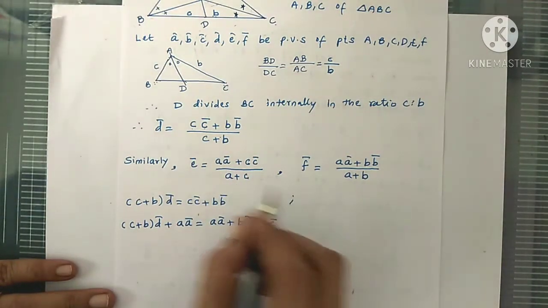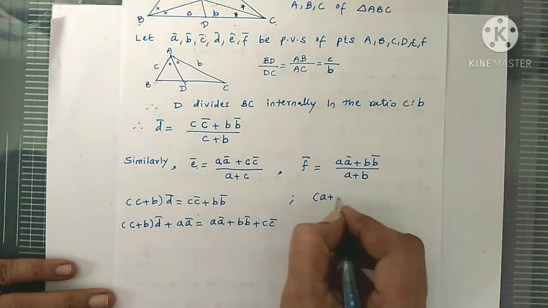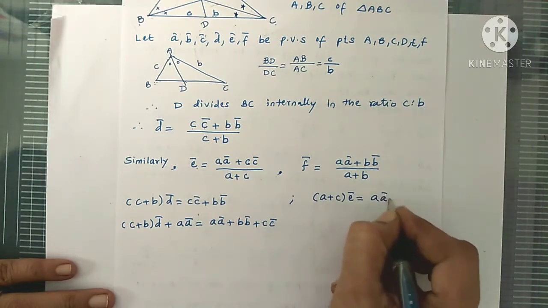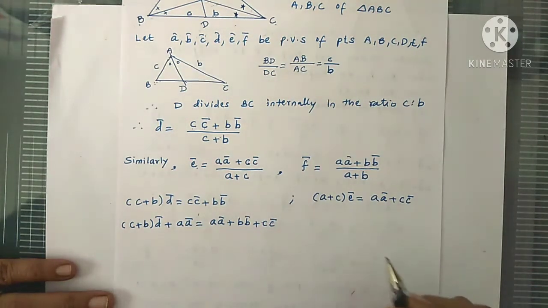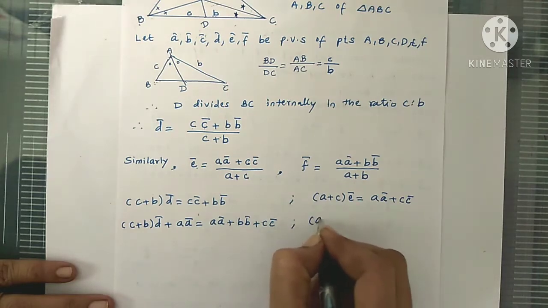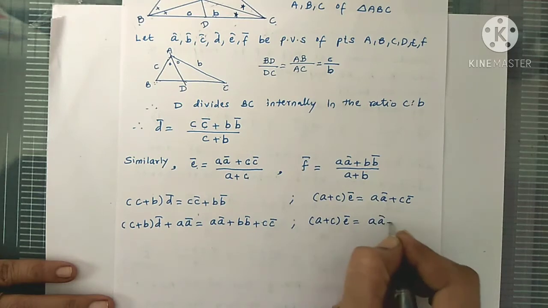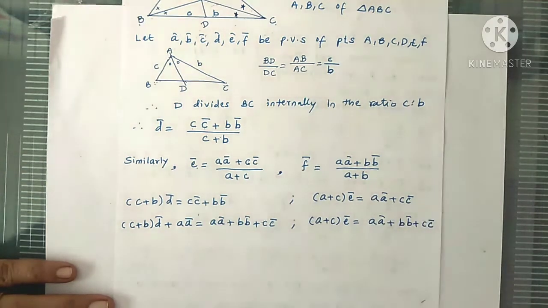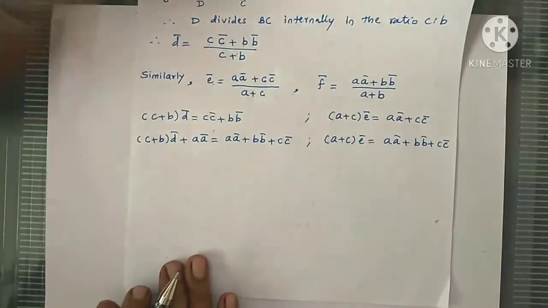Now let's use position vector of E. Cross multiplying here we get (A + C)E bar is equal to A bar + C bar. See here, B bar is missing, so let's add this B B bar to both sides. So we get (A + C)E bar + B B bar is equal to A A bar + B B bar + C C bar. And for the last one, cross multiplying, we get (A + B)F bar.